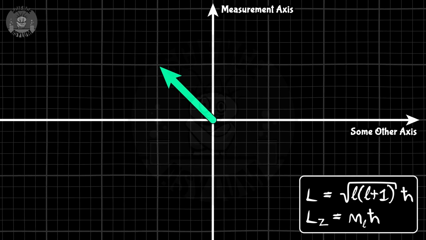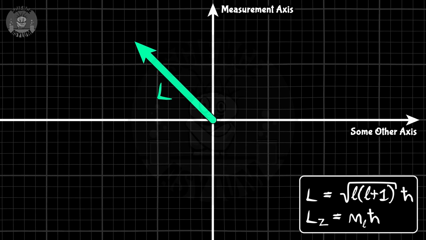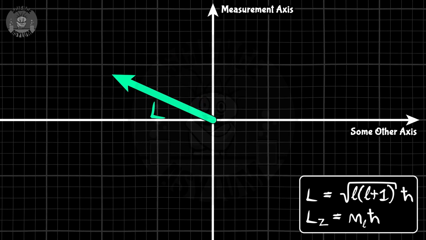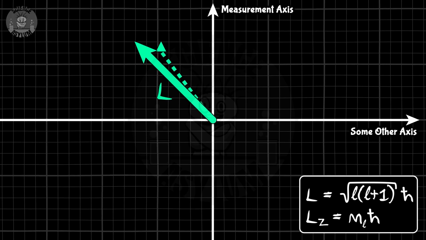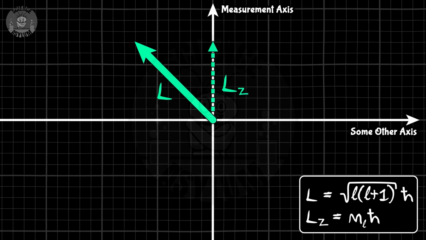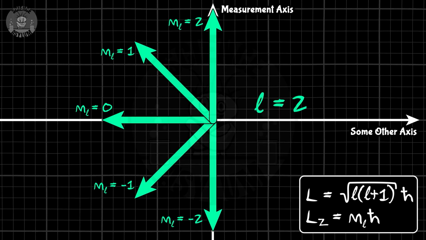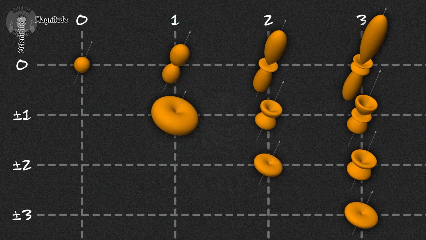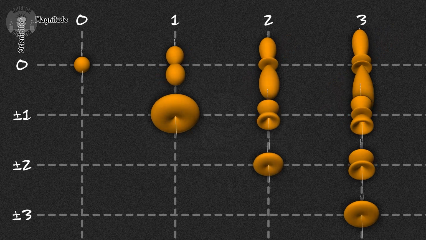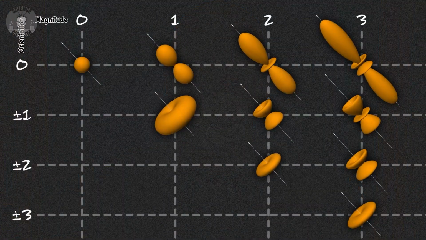One number tells us how long this angular momentum arrow is. The other number tells us its orientation by projecting the arrow onto the measurement axis. These two numbers are all you need to know the shape of the orbital. You can even organize them into a nifty chart like this. Man, I love charts. I mean, look at this thing.